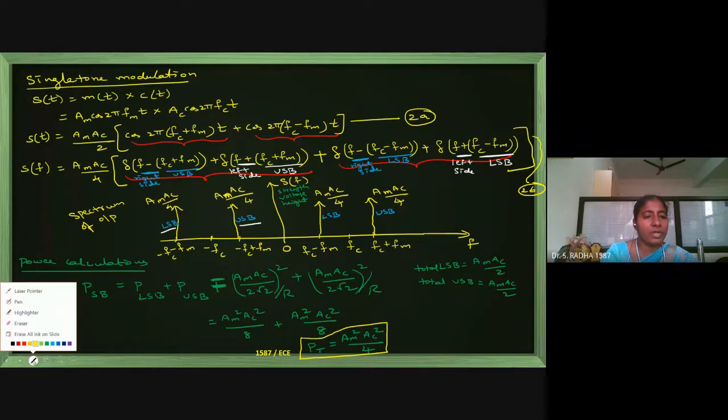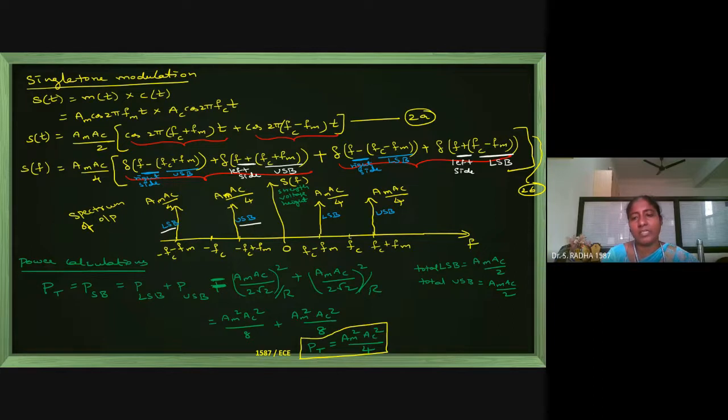Now I will go with the bandwidth calculation. Positive side only we will take for bandwidth calculation. This is the higher cutoff frequency, this is the lower cutoff frequency, and this is the bandwidth. The bandwidth is nothing but higher cutoff minus lower cutoff. If you substitute fc plus fm minus fc minus fm, the fc and minus fc will get cancelled. 2 fm is the bandwidth.